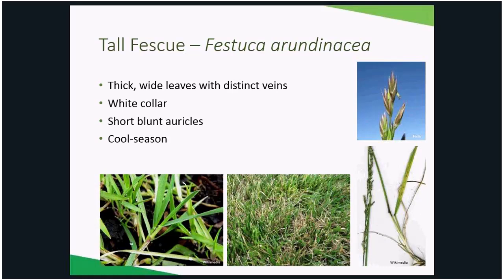Again, we can see on the right a picture of the inflorescence here, and then a close-up of some of those spikelets. And you can see again that they're very different than the Kentucky bluegrass, and they are arranged in a spike rather than a panicle. So again, another clue for you to note.